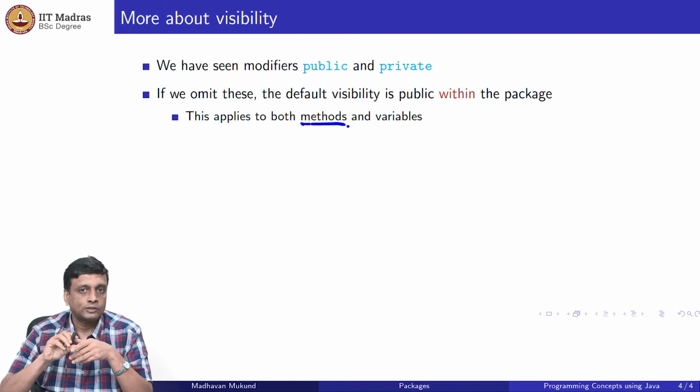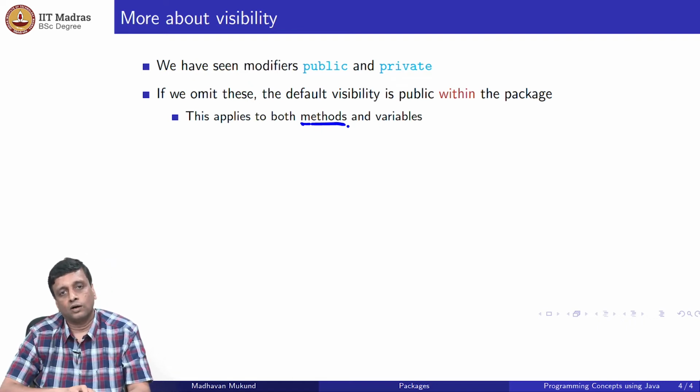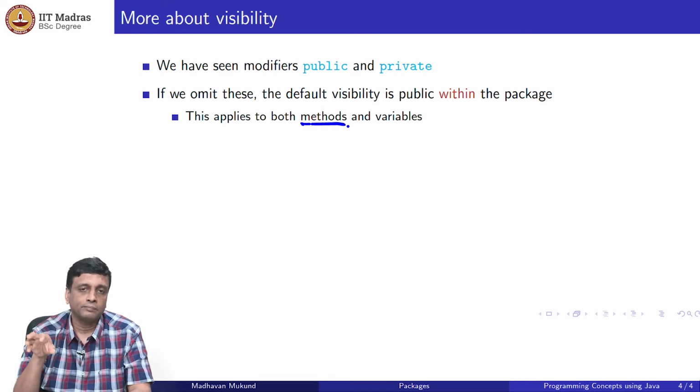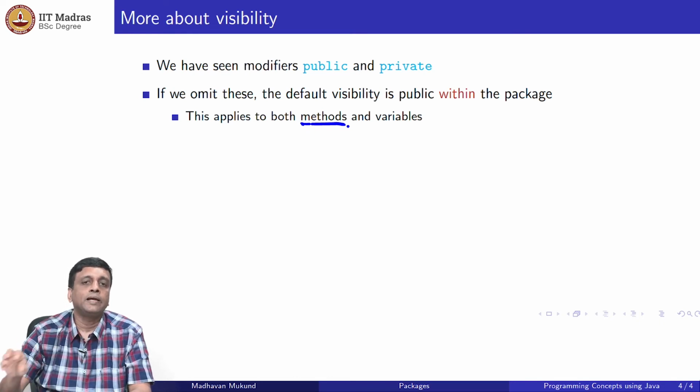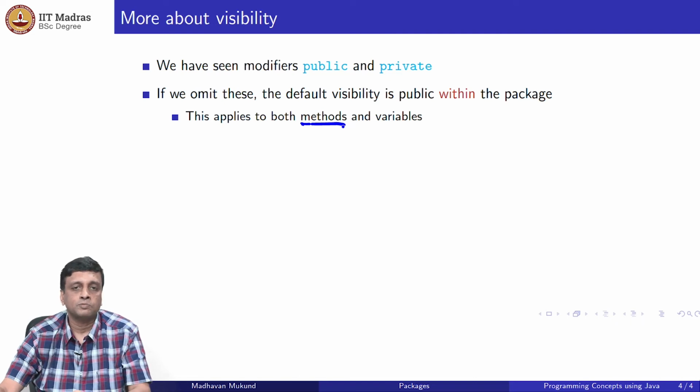So, that means that if you actually write these class definitions and you do not put a private, then other functions and other classes in the same directory will be able to update the values even though it is not explicitly public.